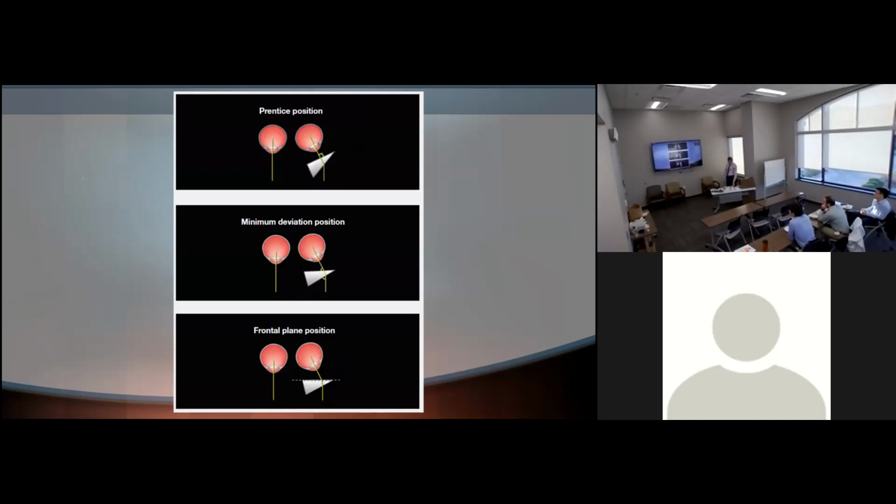Okay, how is that different? What is the significance of this concept in our practical, clinical use? So let's say we have a patient. So these are 3 different ways of holding prisms in front of the patient's eye. This is how the Prentice position is held. So you put the prism surface parallel, or 90 degrees, to the visual axis of the deviated eye.